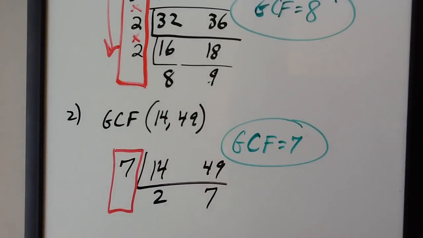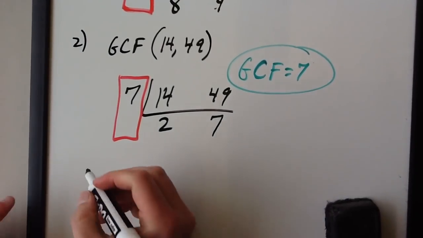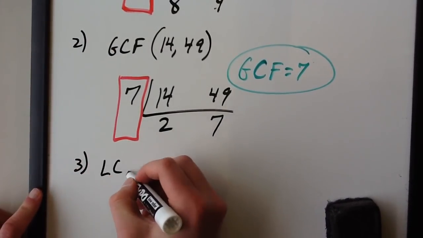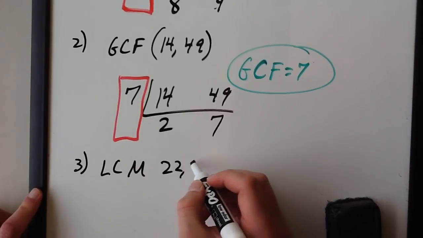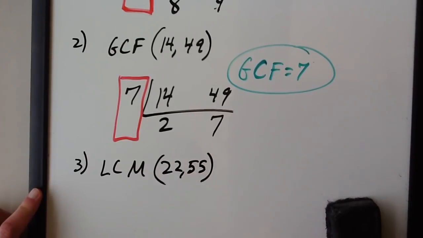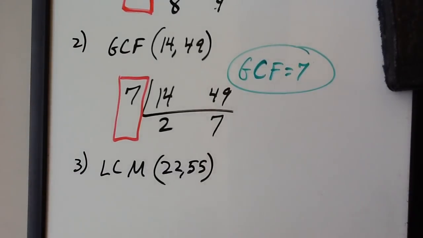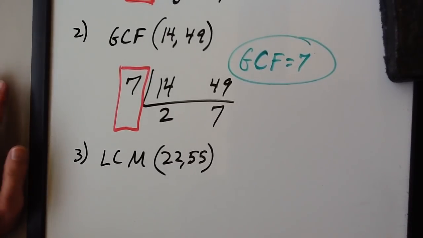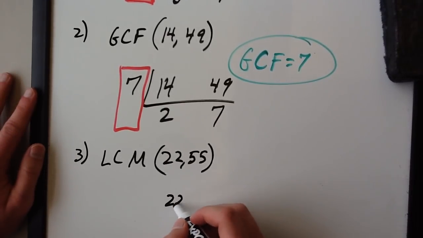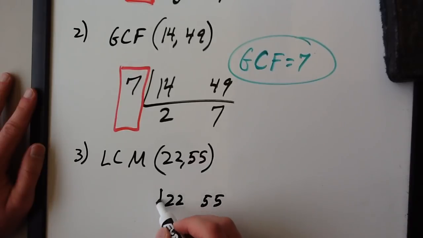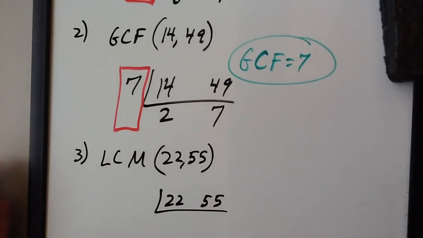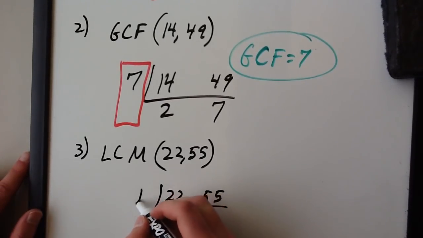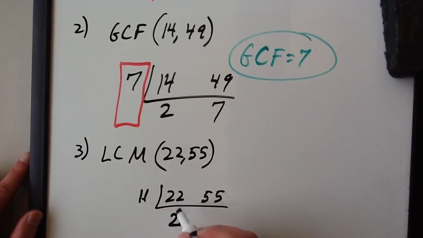Okay, next we'll do one example in this video of LCM. So here we want the least common multiple of 22 and 55. Okay, again, we're going to use the ladder method. It works just the same as GCF except at the end. So I'm going to write these numbers, 22 and 55, side by side, draw an L. I think about what is a factor of both 22 and 55. Well, that would be 11, right? 11 times 2 is 22, and 11 times 5 is 55.